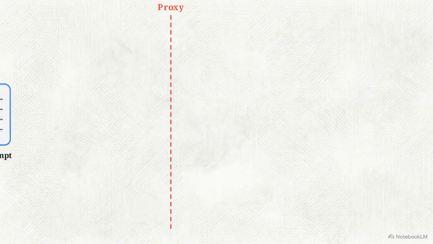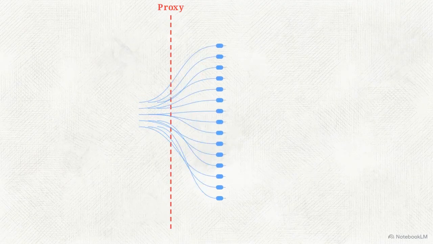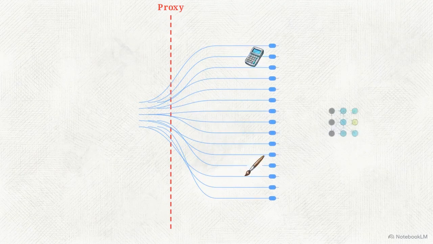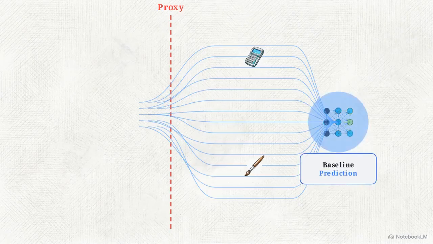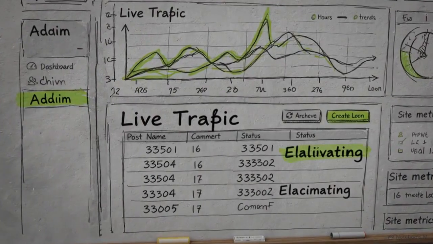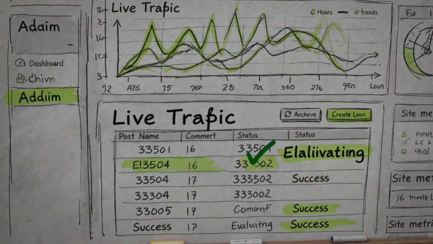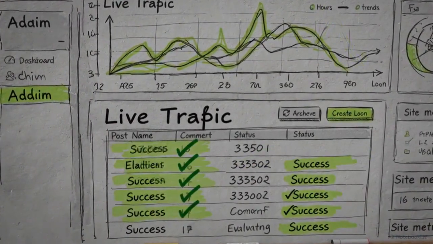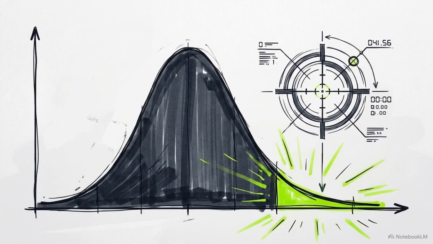When a prompt hits the proxy, it analyzes 15 distinct context features, like token length and task type, to create a baseline prediction of which model will work best. Because the system learns from the results of each live request, it builds its own training data without needing a human to label anything. The key to this learning is a mechanism called the upper confidence bound, or UCB.